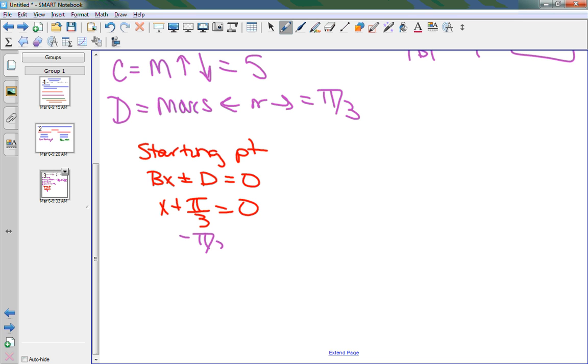I need to solve for x by subtracting pi over 3 units. So x is starting at negative pi over 3. That's my first x value that I'm going to use. And that makes sense because we already talked about the fact that it's being shifted to the left pi over 3 units. Which if I'm starting at 0, the left pi over 3 units means I'm going negative pi over 3.